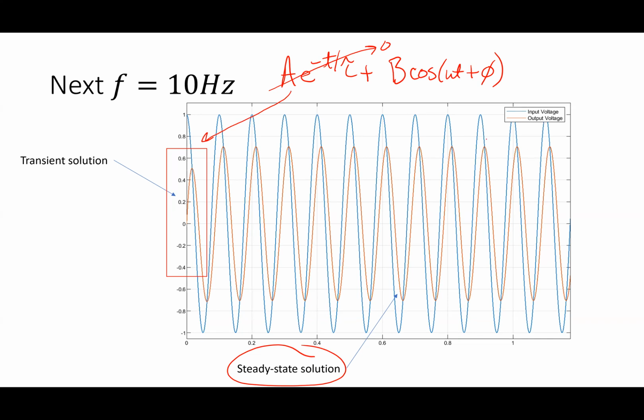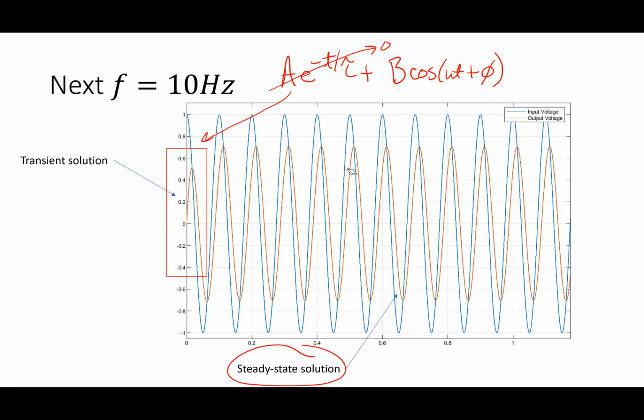Is this guy shifted to the left or to the right? To the right. Okay, so that means it's lagging. Leading or lagging? Lagging, right? He has his peak at a later time. Now, let me ask you this. What do you think is going to happen if I increase the frequency to an even higher value, like 100 hertz? The lag will be more noticeable if I go to a higher frequency.